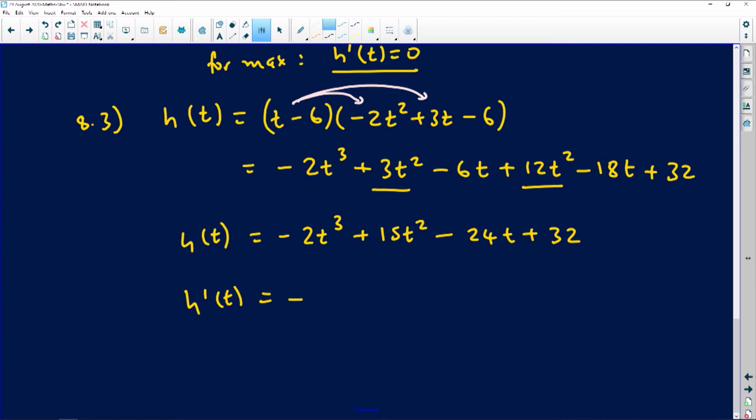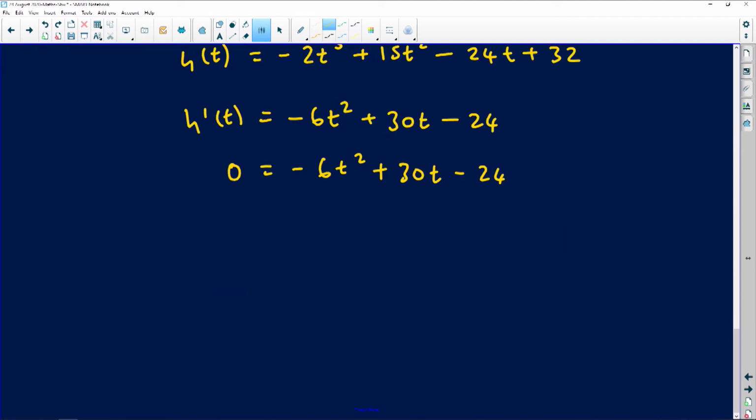We get negative 6t squared. You're going to get 30t, and you're going to get minus 24, because when you're deriving, it's exponent times coefficient, exponent minus 1. 2 times 15, 2 minus 1. 1 times 24, 1 minus 1. The derivative of a constant is always equal to 0. Now, after doing that, we're just going to have to equate the derivative to 0 and have fun with what you guys are looking at right now.